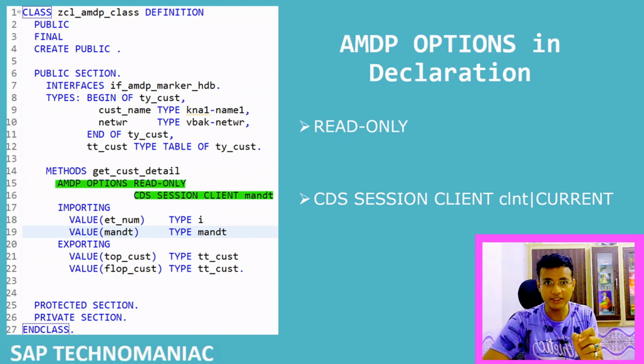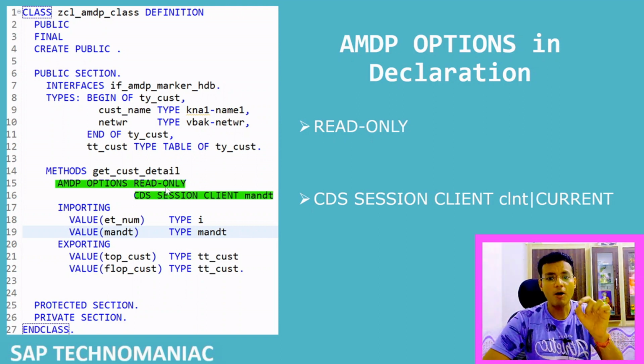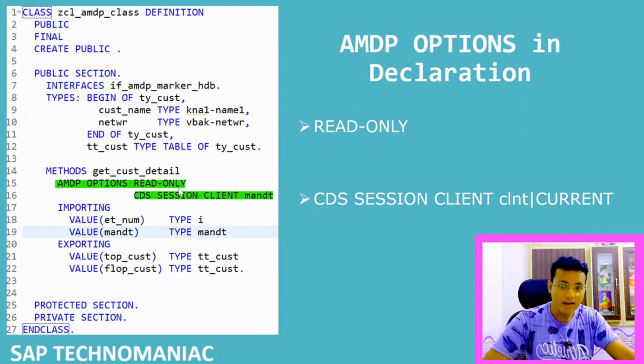We give this option in the implementation part as well. There we use BY DATABASE PROCEDURE, specify which language and which database, and at last we give the read only option. But we can give this option in the declaration part as well. Whenever we give the options in the declaration part, it's mandatory to have this interface in our public section. Otherwise, we will get a syntax error.